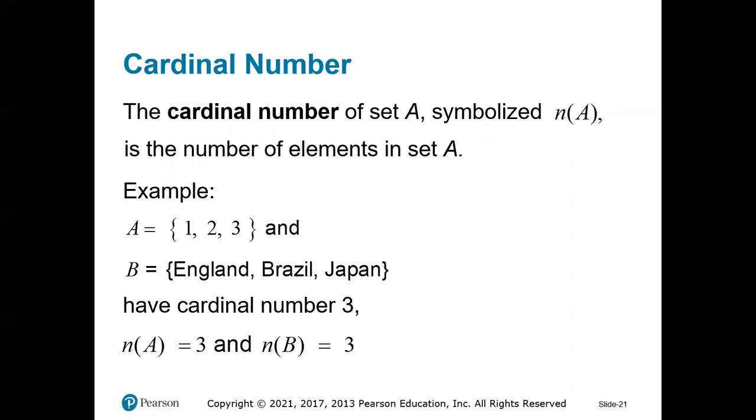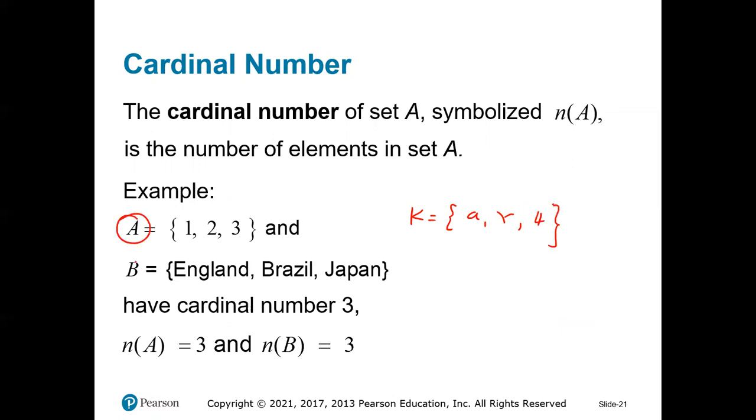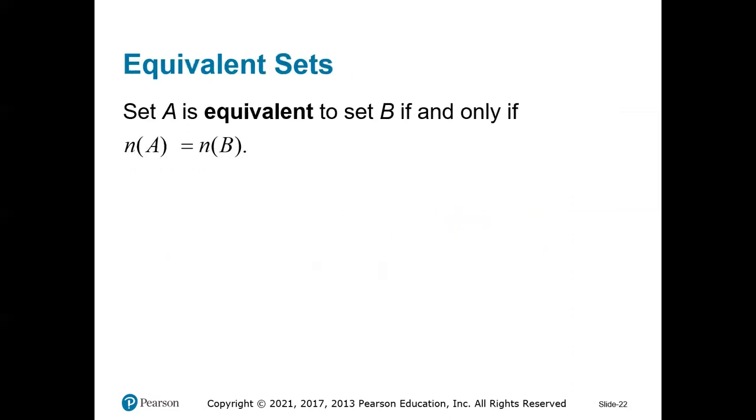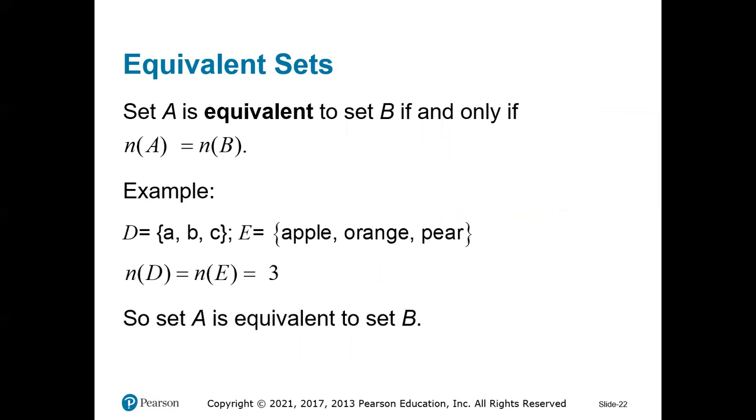I can give you another set equivalent to A and B. Let's say set K equals, I don't know, {a, bird, 4}. These sets are all equivalent. Why? Because they have the same number of elements. Another example: the set D has a, b, c in it, and the set E has apple, orange, and pear. They are equivalent because they have the same cardinal, so therefore we call them equivalent.